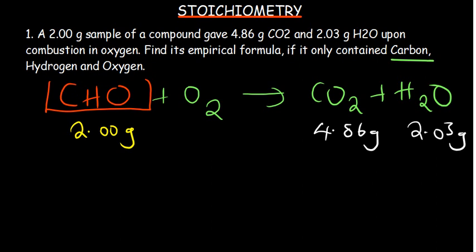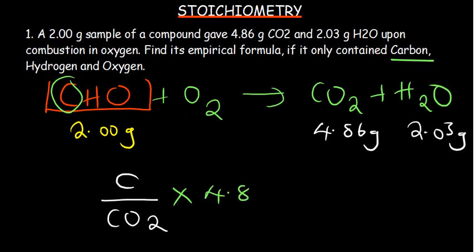I would go to my carbon dioxide. I'm interested in finding the mass of carbon. Since I've been given the mass of the entire carbon dioxide, I need to ask myself: how many carbon atoms are in the carbon dioxide? This is one, so it's carbon over carbon dioxide, multiplied by the total mass of the compound. We are using this ratio to help us find the mass of carbon in the carbon dioxide.